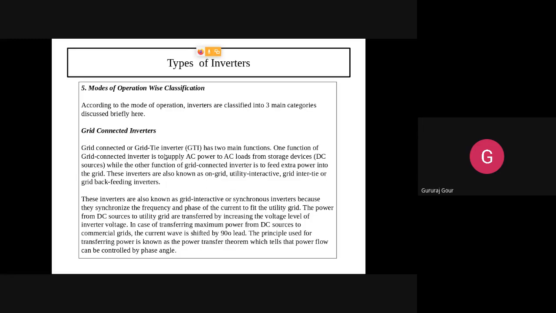So in grid connected inverter, the function of the inverter is to supply AC power to you.